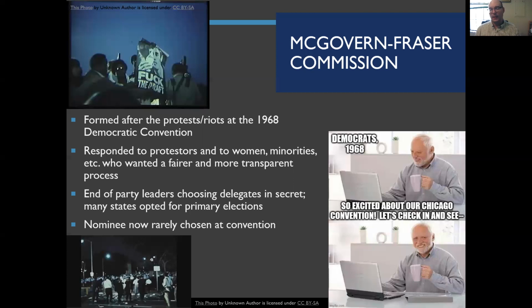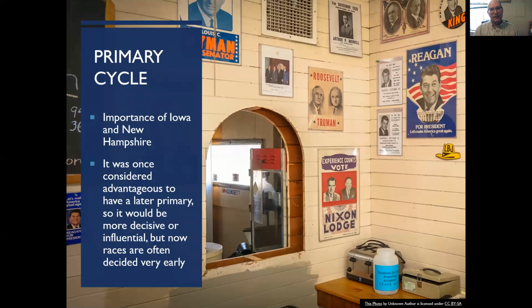Republicans never really had superdelegates, but nominees are now rarely chosen at the convention. They're usually based on whoever wins the most delegates through the primary process, but the primary process itself has certain issues, okay? Primary cycle, Iowa, New Hampshire. We just said Iowa is technically a caucus, but those first two states get a lot of attention. And sometimes people will drop out after the first, if they don't do as well as they expected in Iowa or in Iowa and New Hampshire, they may drop out after that. So we'll talk about that in a second, a little bit more.